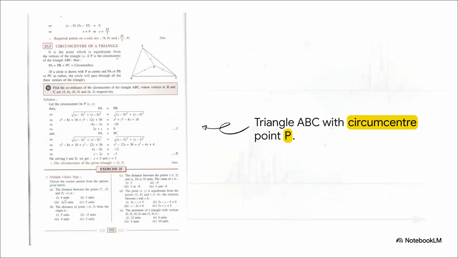And this brilliantly illustrates exactly what we're going for. We've got triangle ABC with our circumcenter point P right there in the middle. We're looking for the exact coordinates of P, which we can just call x and y. The visual makes the math requirement super clear, doesn't it? The distance from P to A absolutely must equal the distance from P to B, which also has to equal the distance from P to C.